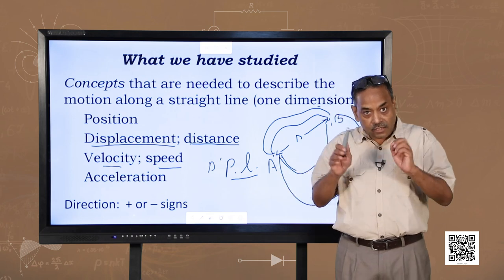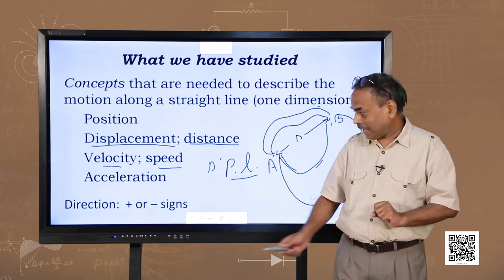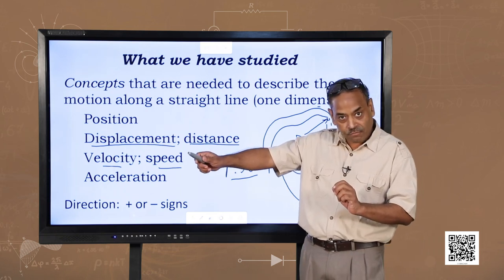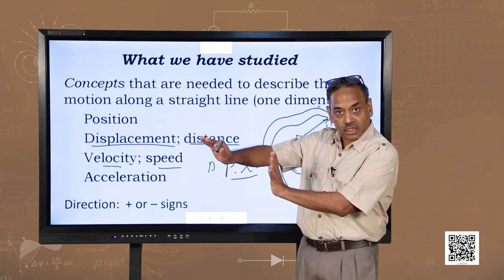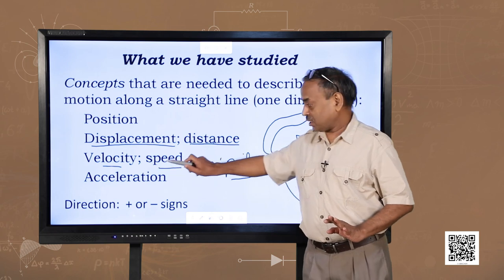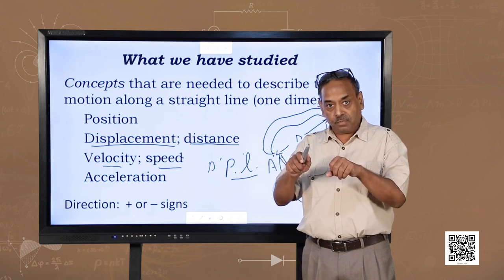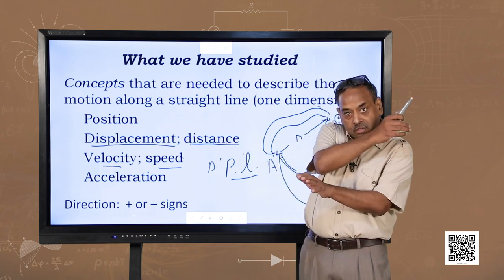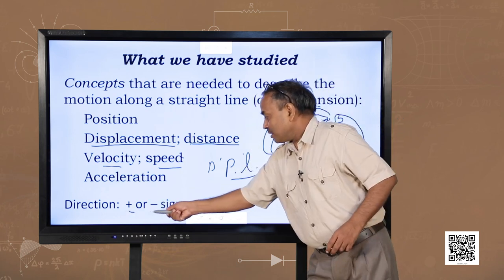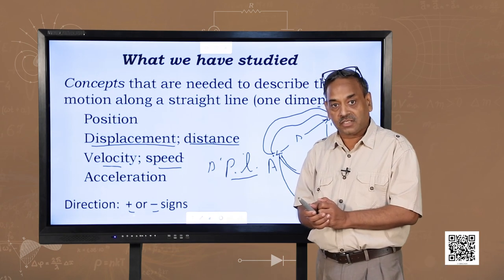While discussing motion in a straight line, you take care of directions by using plus and minus signs. If you are moving in the plus x direction, for example, your motions are positive. All the physical quantities, be it displacement, distance, velocity, speed, or acceleration, are taken positive. But when you are moving in the negative, opposite direction, then you consider it negative. So, plus and minus take care of direction, a limited direction in this case of motion in a straight line.